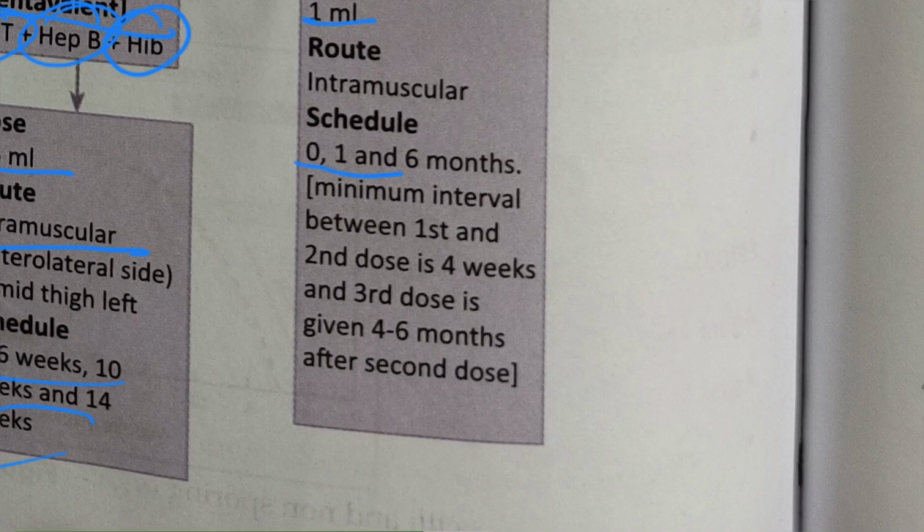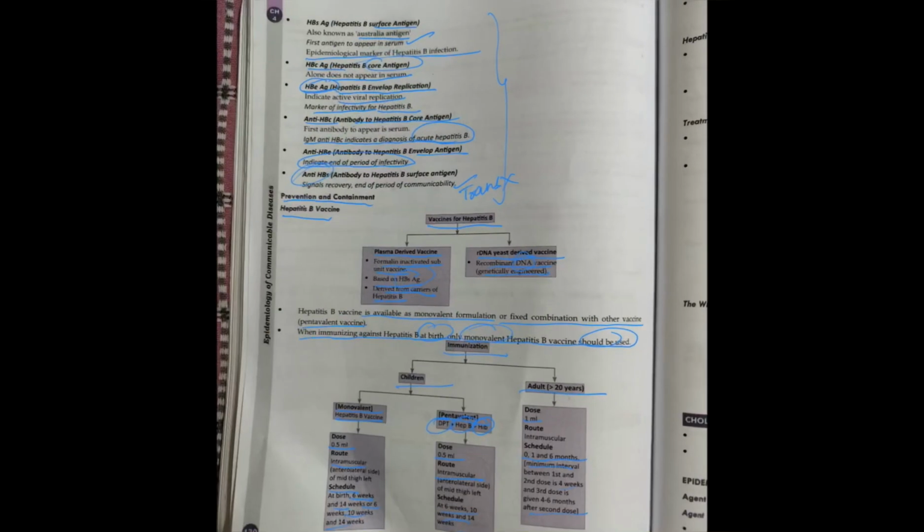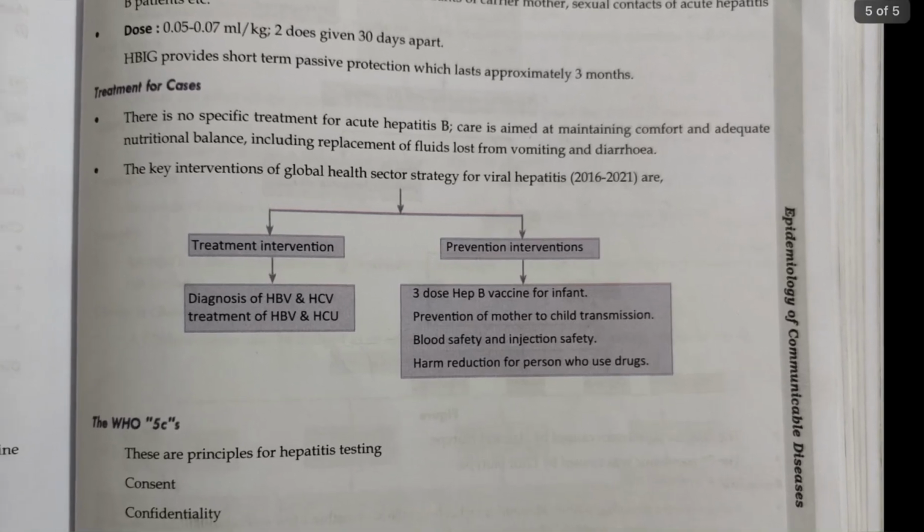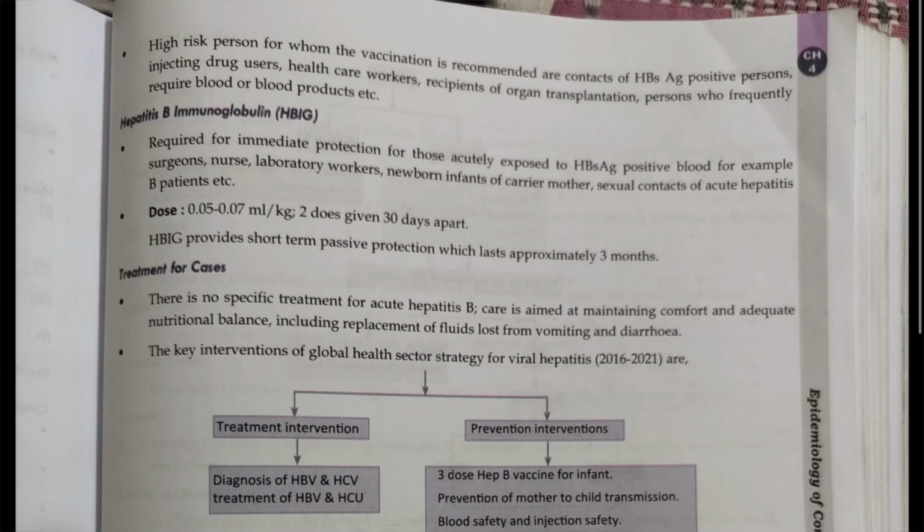intramuscular, at 0, 1, 6 months. The minimum interval between first and second dose is 4 weeks. The third dose is given 4 to 6 months after the second dose. High risk persons for whom vaccination is recommended are contacts of HBsAg positive persons, injecting drug users, healthcare workers, recipients of organ transplantation, and persons who frequently require blood or blood products.